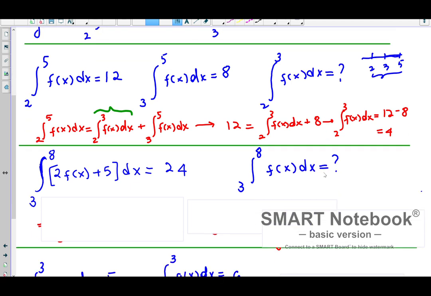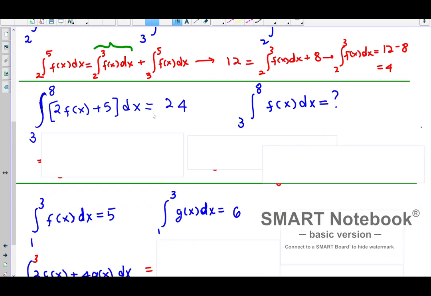Okay, another example using properties of integration is right here. You're asked to find the integral from 3 to 8 of 2 times f of x plus 5 dx. Excuse me, this one is actually given. This is given as 24. What we are asked to find is the integral from 3 to 8 of just f of x dx.